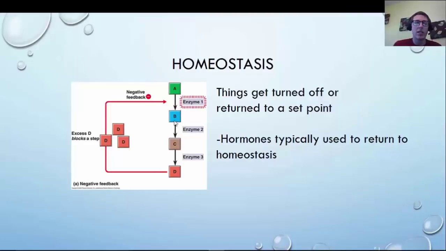In that process, in that signaling, the last product is probably going to block a step earlier. That way you don't continue to make things. You get enough of it, it's going to turn off things upstream so that enzyme stops making things.